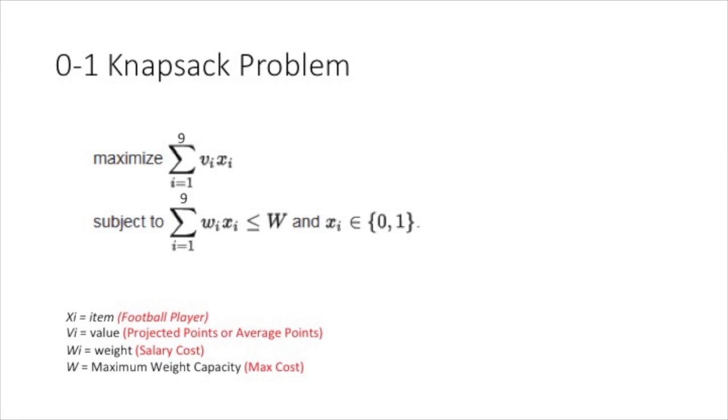The better performing players are typically a higher cost. Better players that have a better average are higher cost than a player that is more streaky. And so we're maximizing this point value based on the maximum salary cost, which in terms of DraftKings is $50,000.